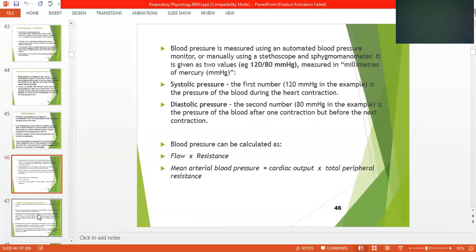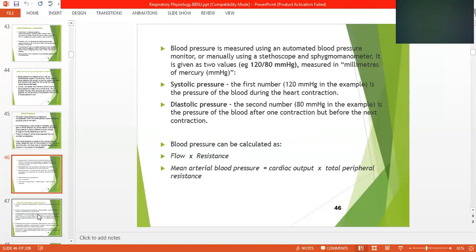Systolic blood pressure, the first number, 120 mmHg in the example, is the pressure of the blood during the heart contraction. When the heart contracts, we call it systole, and this is represented by 120 mmHg pressure. Diastolic, the second number, 80 in the example, is the pressure of the blood after one contraction but before the next contraction. It means when the heart relaxes and takes in the deoxygenated blood in the right atrium and right ventricle, that pressure is known as diastolic pressure, which is 80.